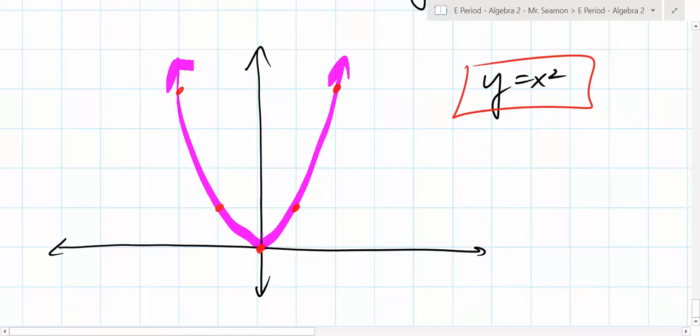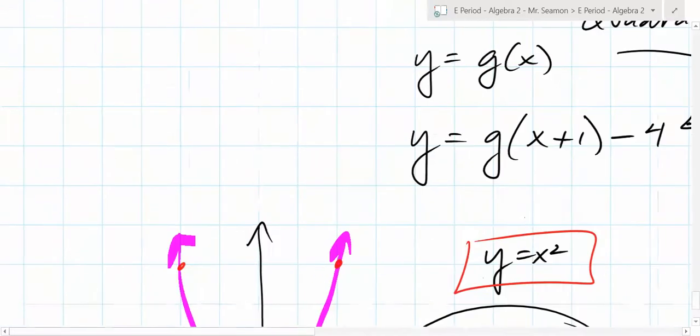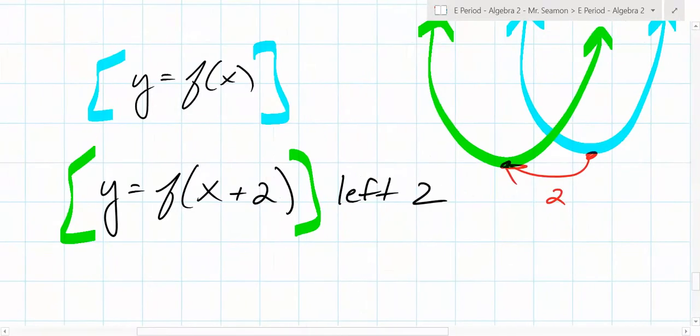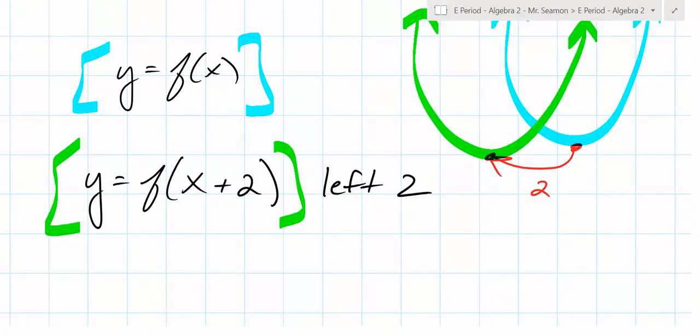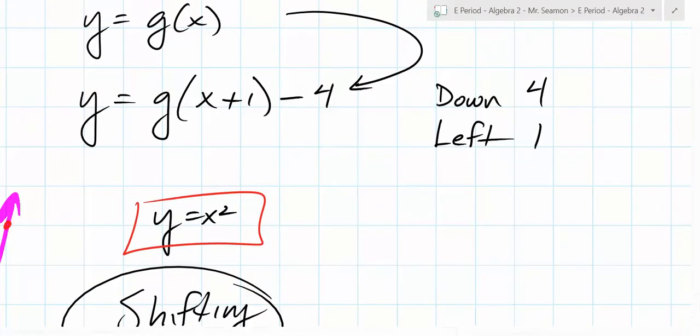So if I added 2 to the outside and put 1 on the inside, could you move that one around? Yes. So the first type of translation is just called shifting. That's all we've been doing. We have the same shape. Did these things change the shape of what we were doing? No, it just took the same parabola and moved it. It went left 2. What did this one do right here? It went down 4 and left 1. Did the shape change? No.